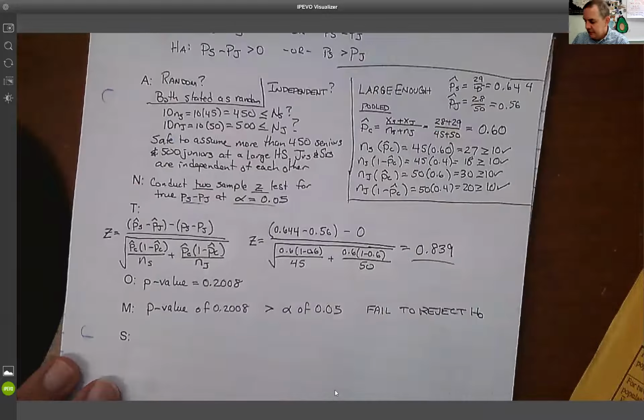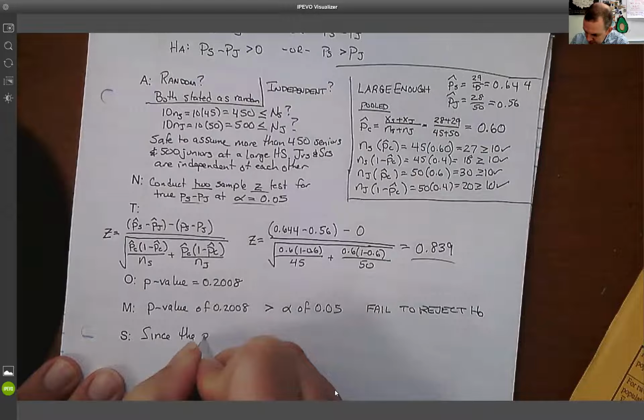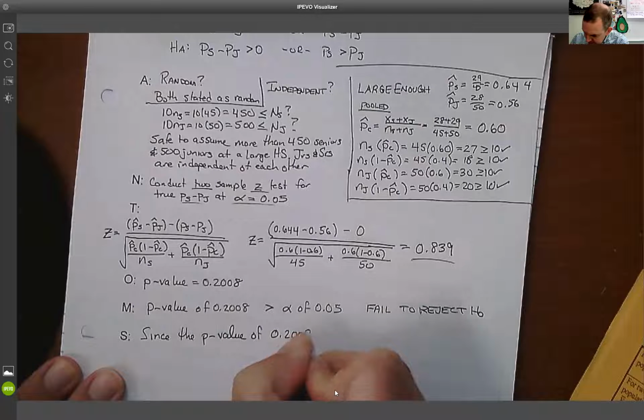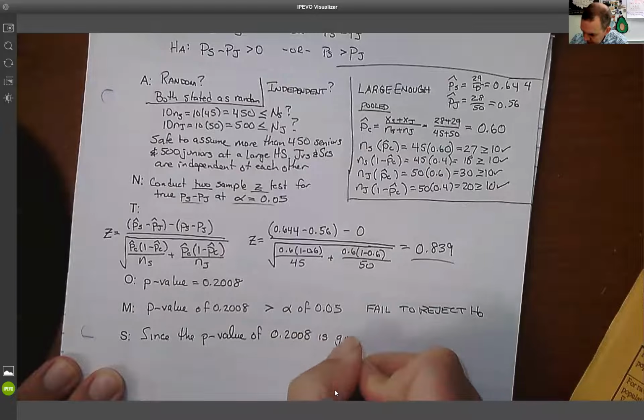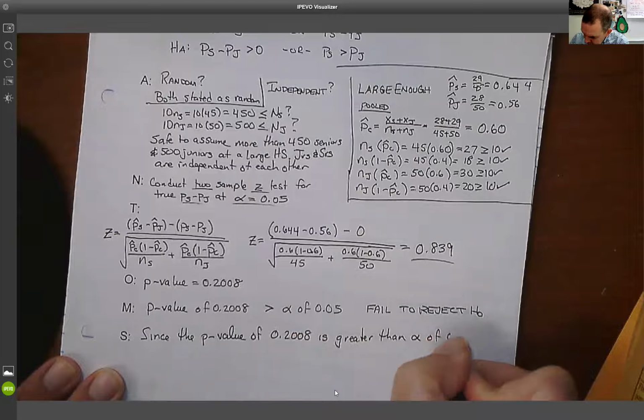And then we're going to use this sentence. And again, it's safe to use this sentence since the p-value of 0.2008 is greater than alpha of 0.05.